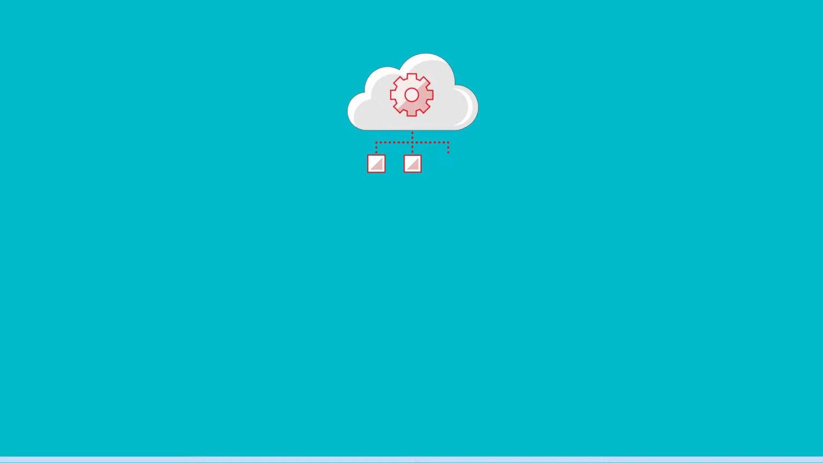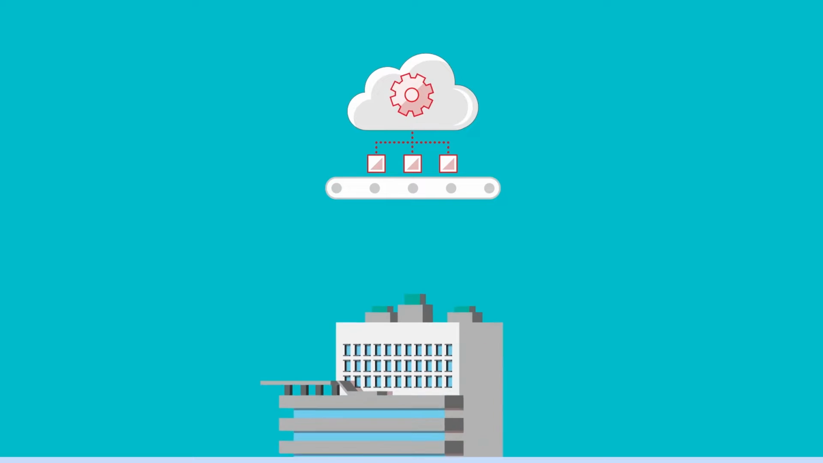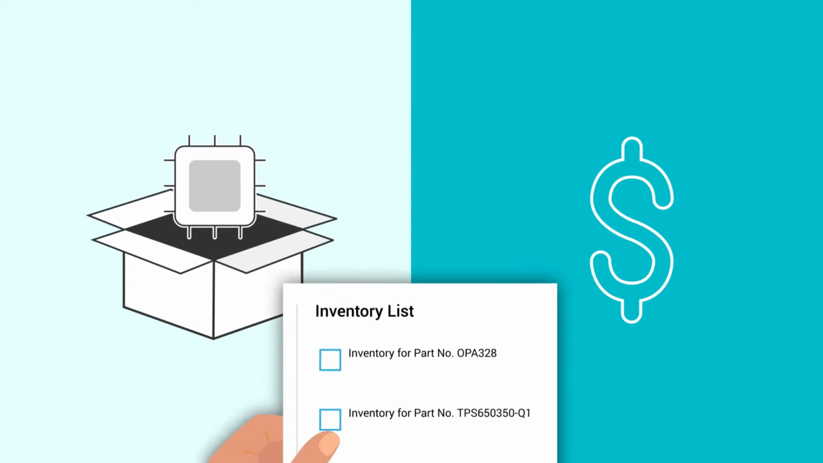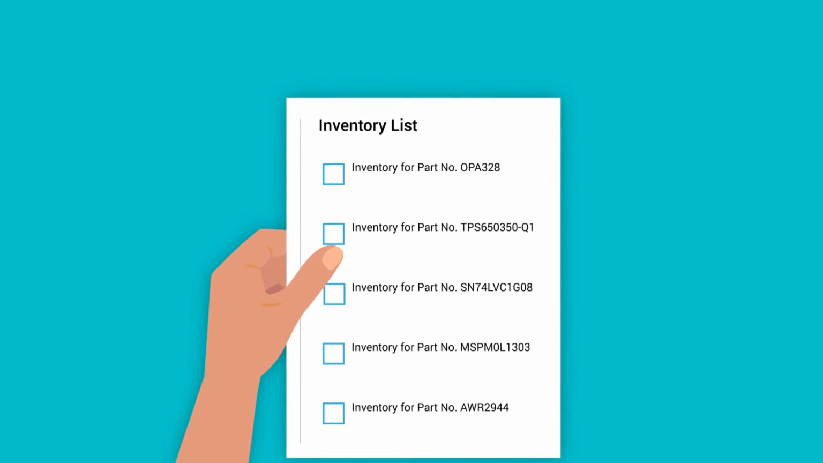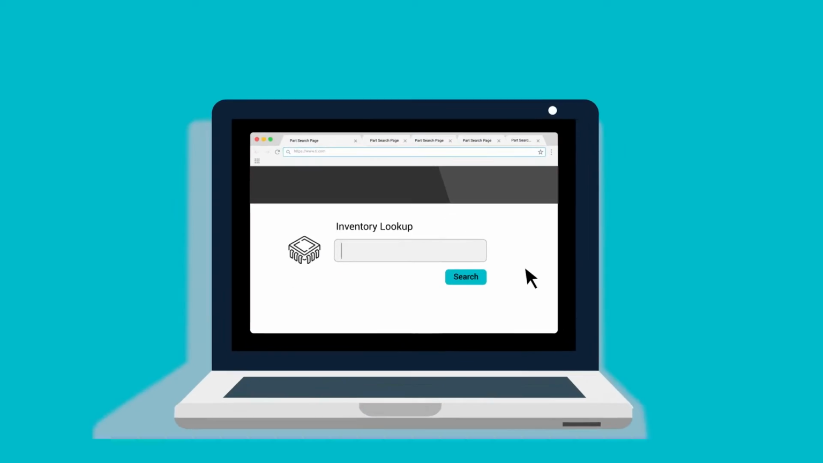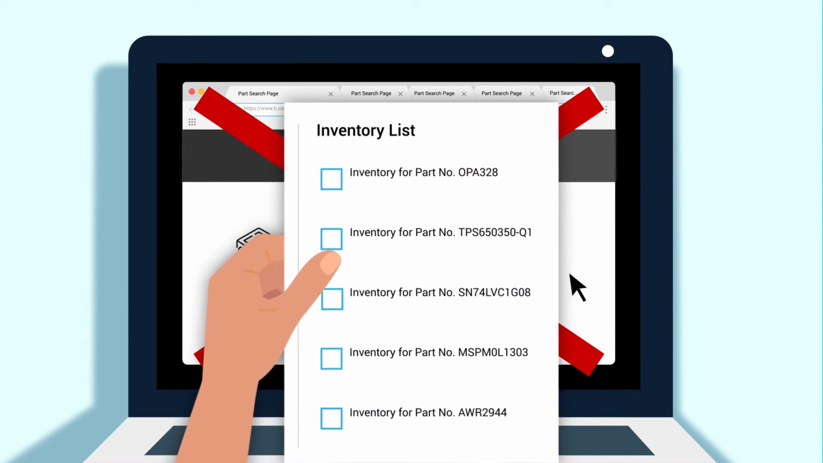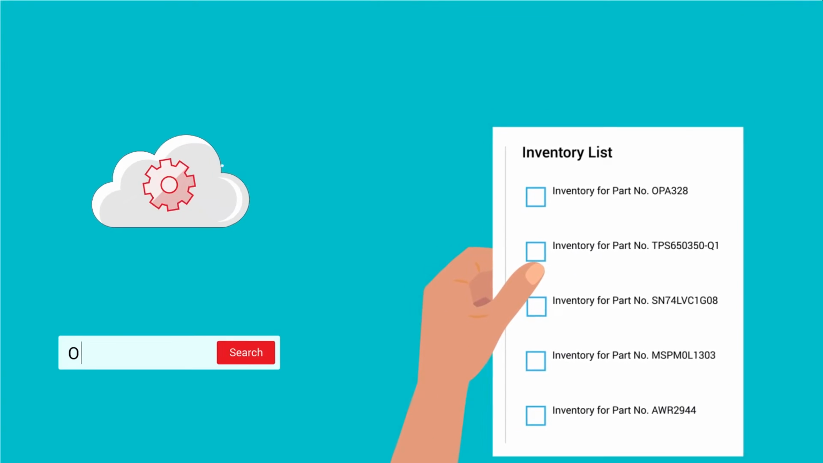Now that you know what an API is, we'll talk through how TI's suite of APIs can help transform your business. Let's start with inventory and pricing. You've got a bill of materials and are ready to purchase the requested products. Don't spend time searching for each of them individually. Instead, let our inventory and pricing API do the work for you.